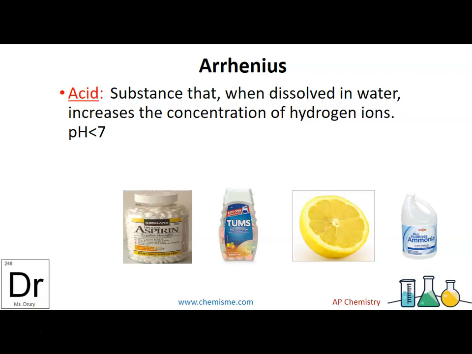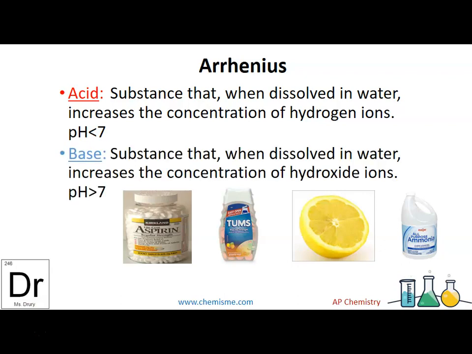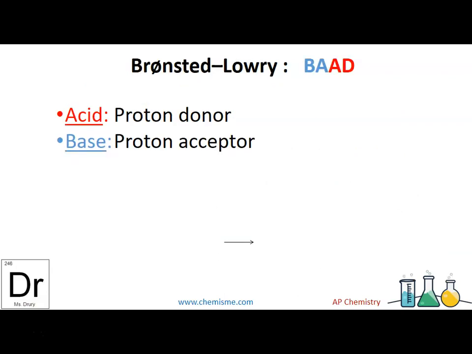An acid is a substance that when dissolved in water increases the concentration of hydrogen ions, and its pH is less than 7. Some examples are aspirin and lemon. A base is a substance that when dissolved in water increases the concentration of hydroxide ions. It's really important that you know the difference between hydrogen, which is H+, and hydroxide, which is OH-. Its pH is more than 7, something like Tums or ammonia.